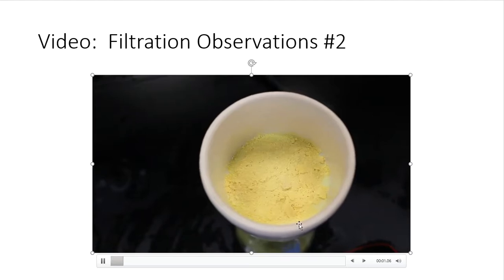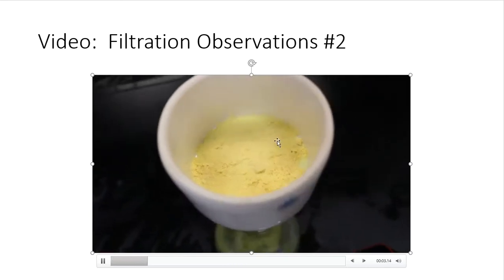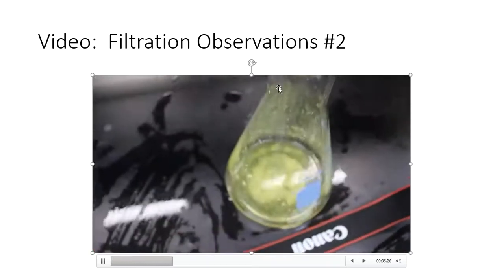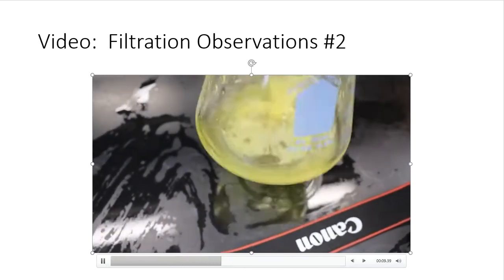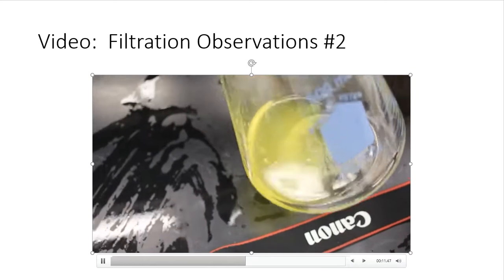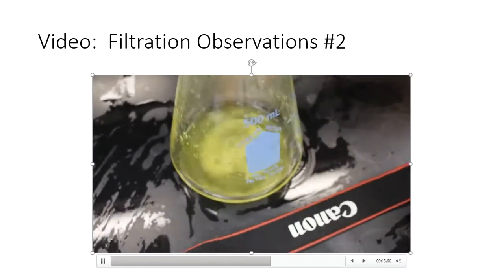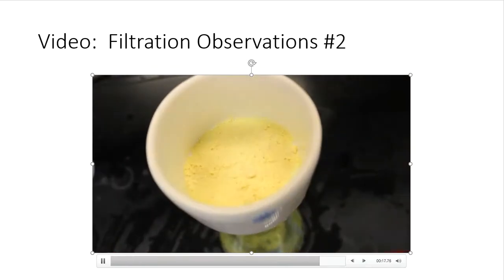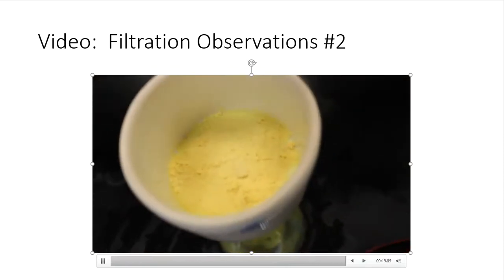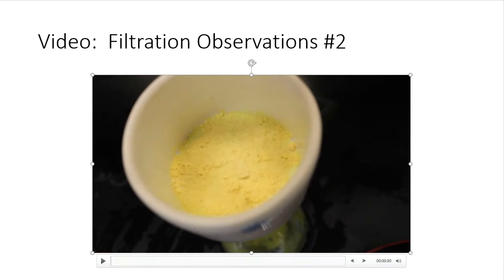All right, so here's the observations for product number 2. So there's what the crude looks like, and there is the filtrate, and that's what that looks like. So some of the yellow came out of both of these, right? However, each one of these crystals still had some yellowish tinge to it. So that is something that we probably want to make a note of in the observations as well.